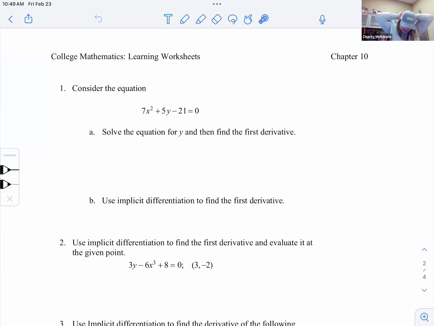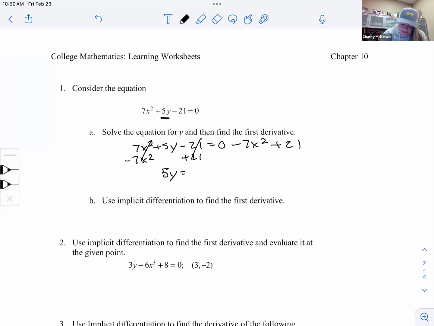If we look at this one and we solve the equation for y, then find the derivative, this is in your wheelhouse. It's not too bad. So I need to solve for y, right? I'm going to start with moving over the 7x squared and the 21. Right now I have 7x squared plus 5y minus 21 equals 0. I'm going to subtract the 7x squared and add the 21 over to the other side, so those two go away. Now I'm at 5y equals negative 7x squared plus 21.